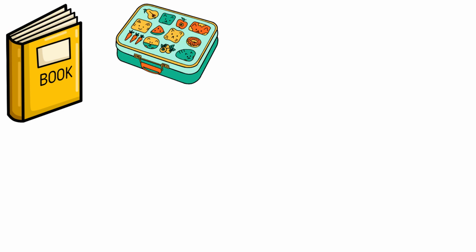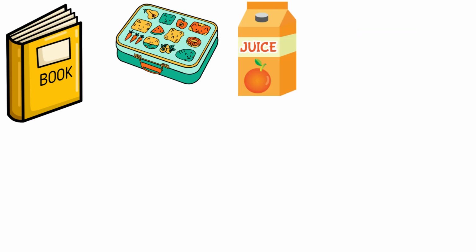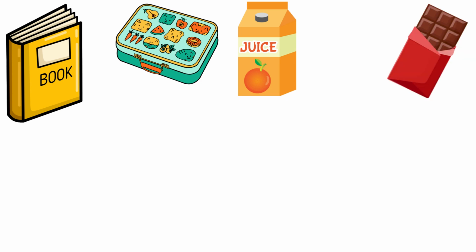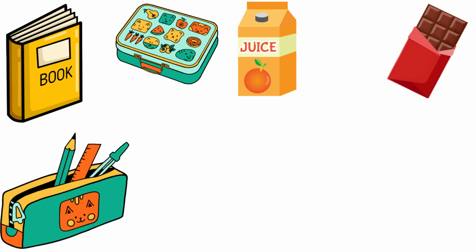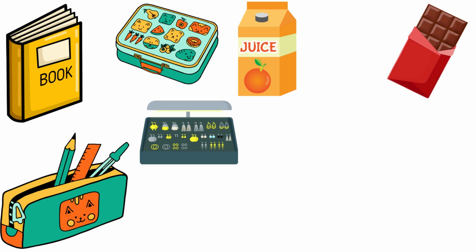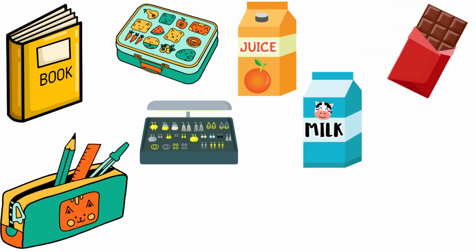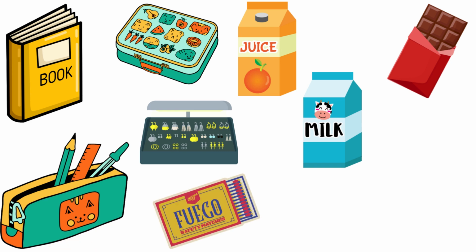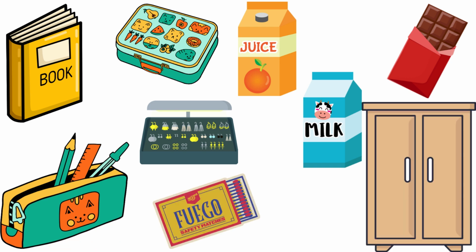You can find me as a book, as a lunchbox, as a juice carton, as a chocolate bar, as a pencil box, as a jewelry box, as a milk carton, as a matchbox, as a cupboard, and even as an eraser. Yes, I am all around you.